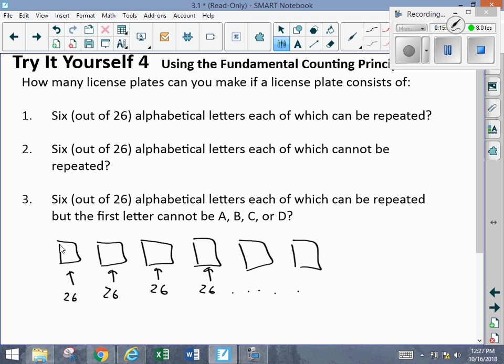Close. You guys are close, right? It's actually going to be, remember, you're going to multiply each of these, right? So 26 to the 6th power, right? So 26 times 26 times 26 times 26 times 26 times 26, right? So you're talking for this one, 26 to the 6th power. That is a lot.